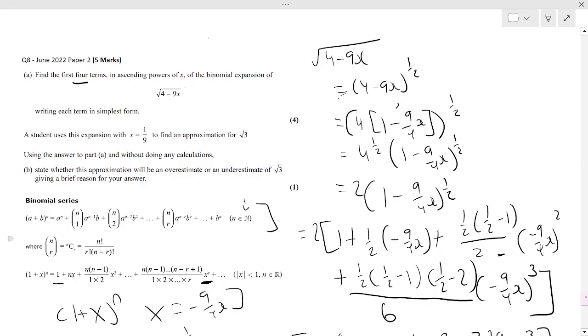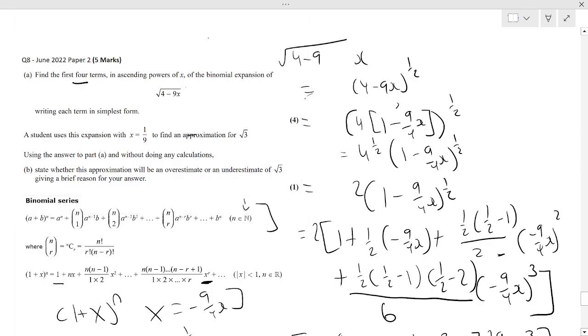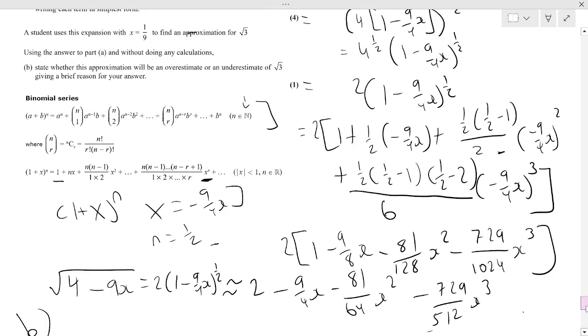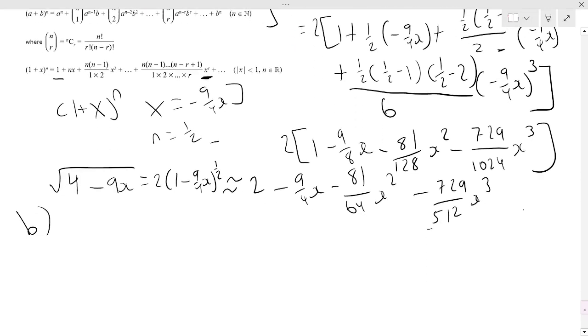So what's going on is I'm plugging this value of x in, but you shouldn't plug it in because it said do not do any calculations. So we just have to stare at the answer essentially. What's going on here is it's basically saying if we use these 4 terms, would it be an overestimate or an underestimate to the true answer for this, right?